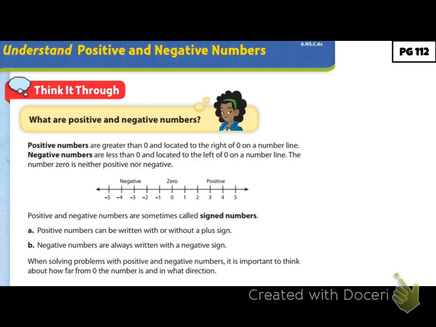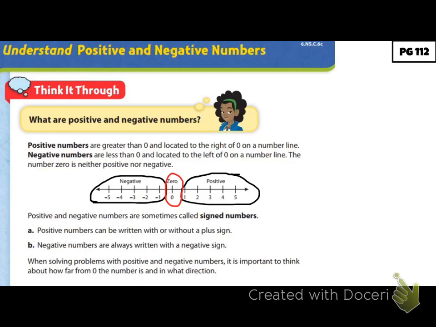Well, positive numbers are greater than 0 and they're located to the right on a number line. So the further right you go, the more positive you get. Negative numbers are less than 0 and they're located to the left of 0 on a number line. So the further left you go, the more negative you are. Then you have your 0, which is right in the middle. 0 is not positive, nor is it negative. It is its own thing.